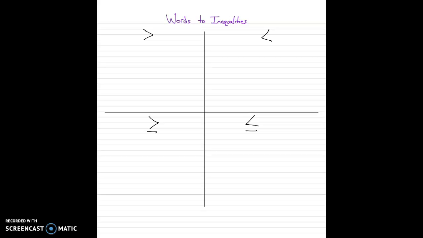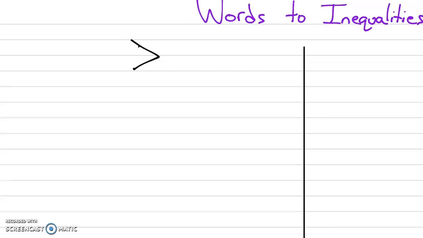So the first one on the top left, we all know that sign is called the greater than sign. So let's go ahead and put that: greater than. You may see that in the word problems, greater than. So what are some other ways that we might encounter the 2 words greater than? Maybe more than.